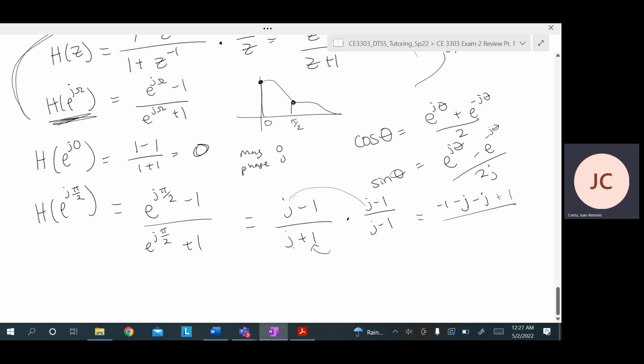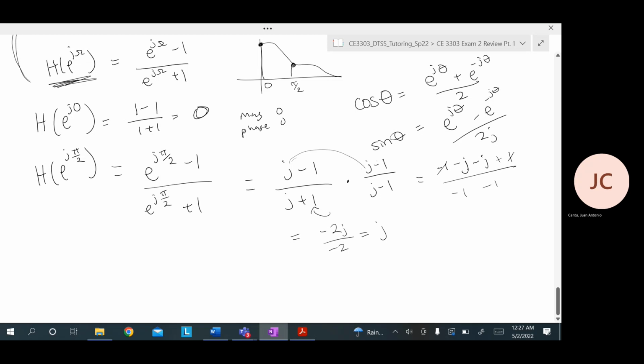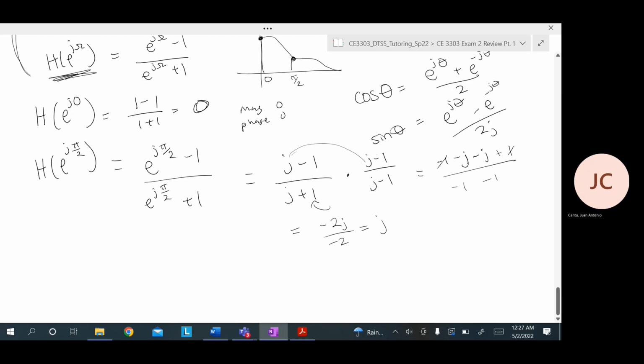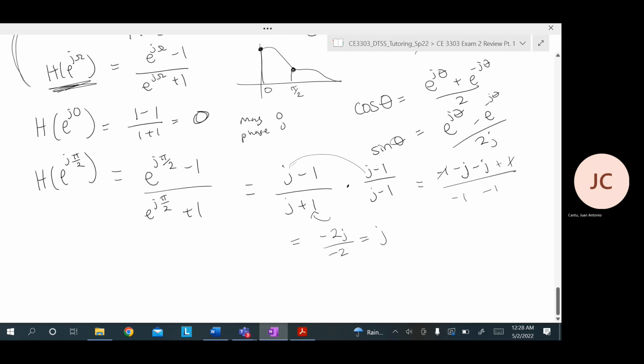Okay, we come down here, j squared is negative 1, we get a minus j plus j, those cancel out, then we get another negative 1. So we end up getting minus 2j over negative 2, so then we get positive j. Or negative, yeah. Which is not the right answer. Hold on. I'll be back. I need to figure out what this right answer is. I'm not too sure what I'm doing wrong.